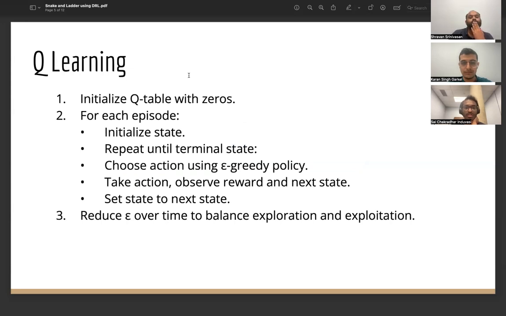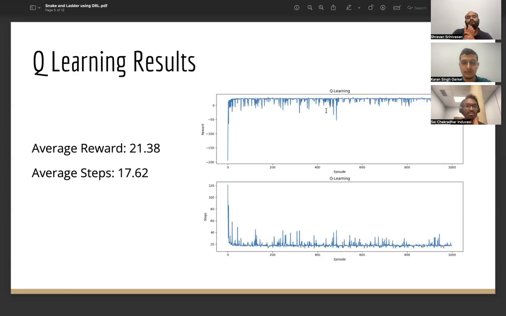Coming to the algorithm itself, it will begin with the player starting at the starting position, and then it will repeat until it reaches the terminal state. For each and every state it will be considering the epsilon-greedy policy, whether to explore or exploit, and based on it, take an action, then observe the reward, and then go to the next state. So epsilon reduces over time to balance the exploration and exploitation. That's how the Q-learning works. And based on this, we got the average reward as 21.38 and the average steps at 17.62.